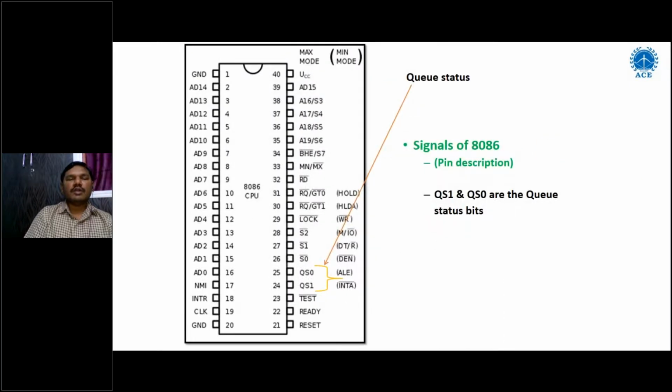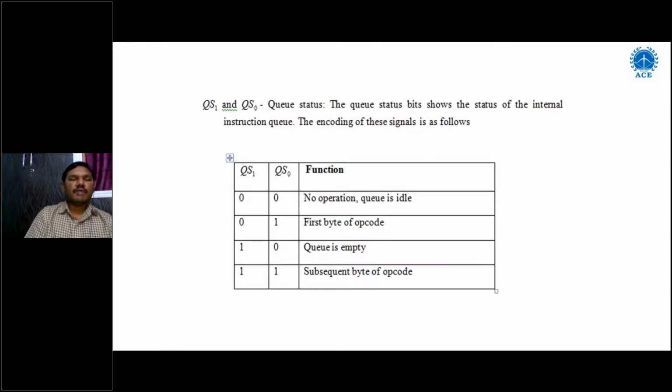So how can you call that data or instruction byte? If QS1 and QS0 is 00, no operation. 01, first byte of opcode will be received, and if 11, subsequent byte of opcode. Whenever this operation is performing, it is in the form of 01 and 11 combinations. If the queue is empty, that is, if there is no data in the queue, then it is indicated by the bits QS1 and QS0 as 1 and 0.